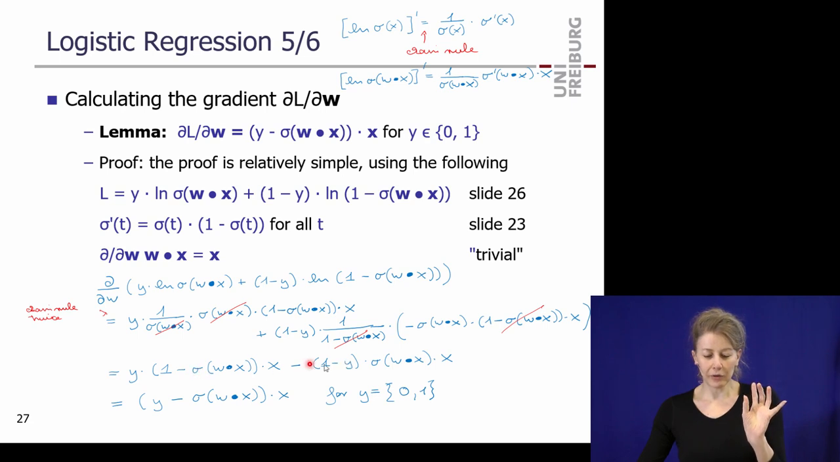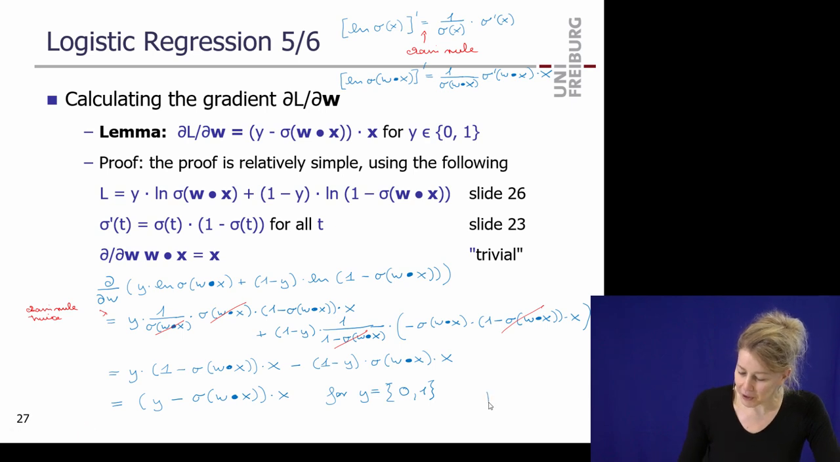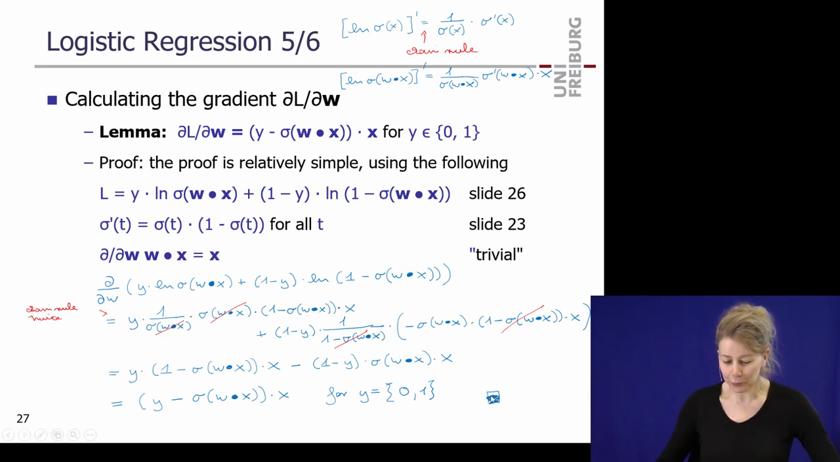If y is 1, then this falls away. And here I have 1 times 1 minus sigma times x. If I plug in 1 here, 1 minus sigma times x. It's magic, but it's true, right? This super complicated derivative of this little monster just becomes y minus sigma wx. I don't even need a case distinction or anything. So yeah, it's true. If you don't believe it, I'm convinced.